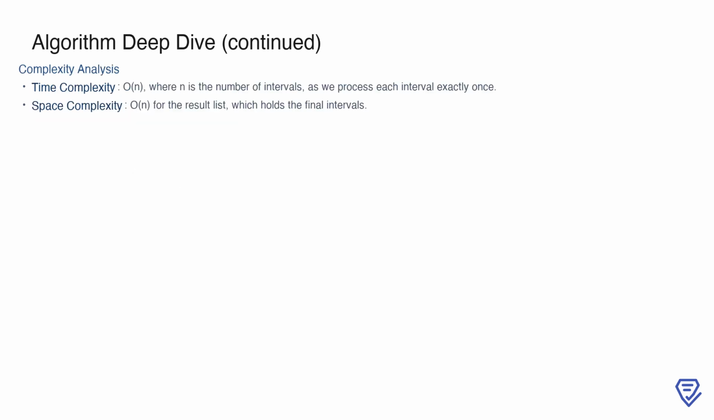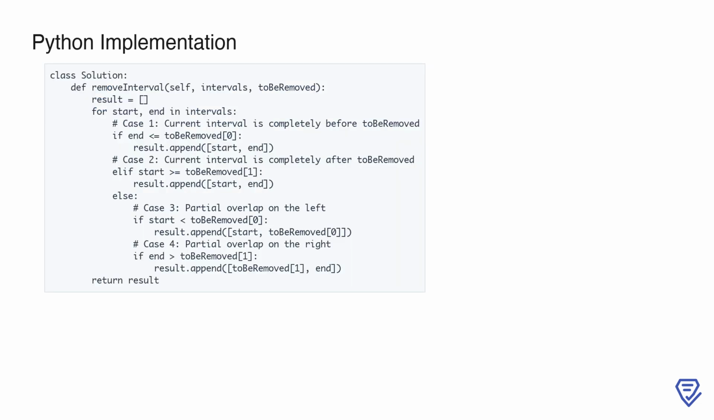To conclude, let's analyze the algorithm's complexity. The time complexity is O(n), where n is the number of intervals. This is because we iterate through each interval exactly once, performing constant time operations for each. The space complexity is O(n), as we store the resulting intervals in a list. In the worst-case scenario, the result list could contain all the original intervals if none are removed or modified. This efficient use of time and space makes the algorithm well-suited for handling large input sizes while maintaining clarity and correctness.